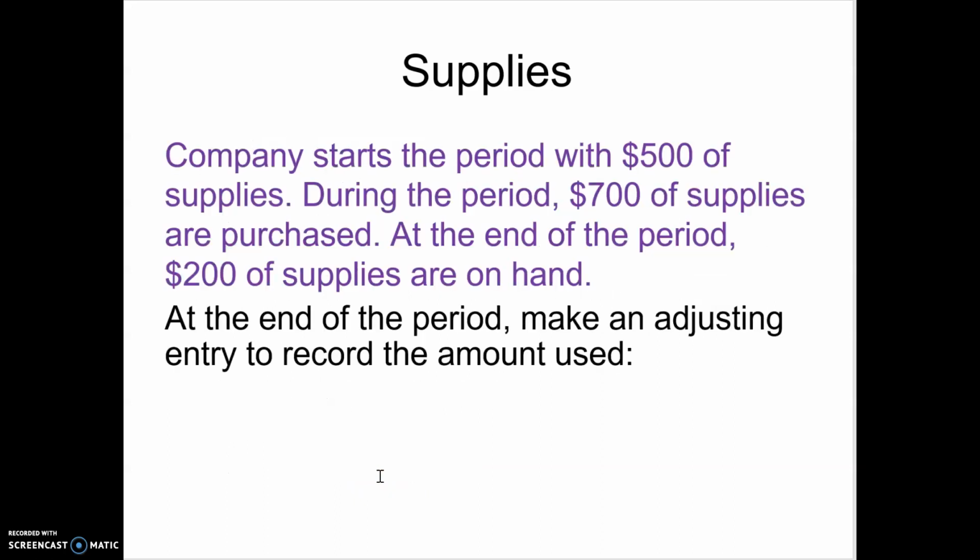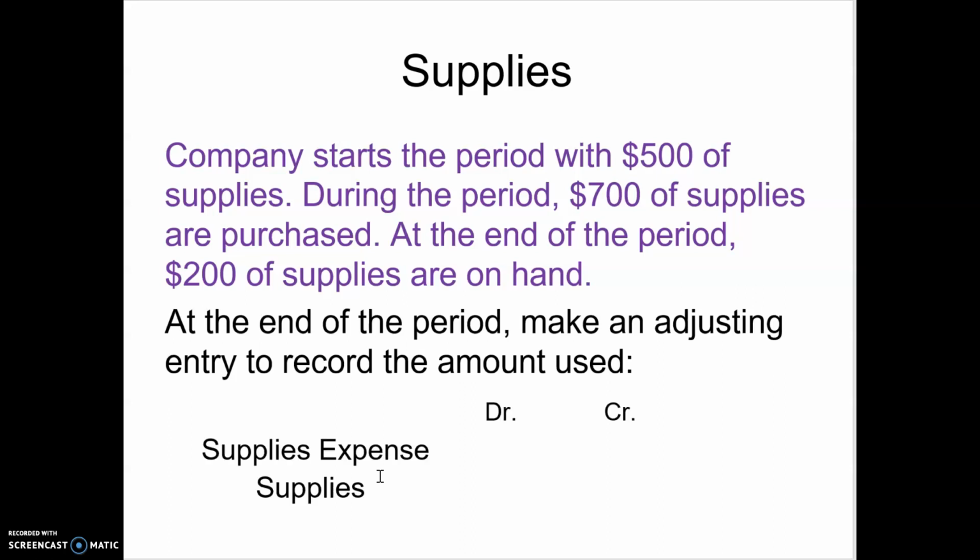So here's an example. The company starts the period with 500 of supplies. During the period, 700 supplies are purchased. At the end of the period, 200 of supplies are on hand. So we have to make an adjusting entry because we need to record the amount of supplies that we've used. We're going to debit supplies expense and credit supplies.